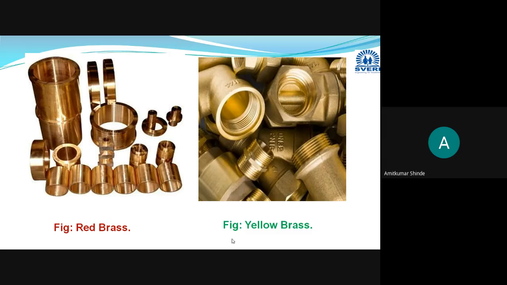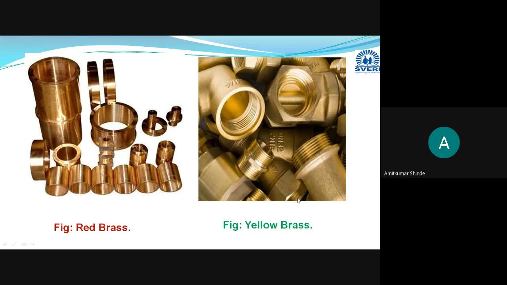So this is the classification depending on their color, and that color will be decided by the percentage of zinc only. When zinc is in a lesser amount, that is below 20%, it will have a reddish color and will be known as red brass. And when zinc is in a higher amount, that is more than 20%, then its color will become yellow. That will be termed as yellow brass.